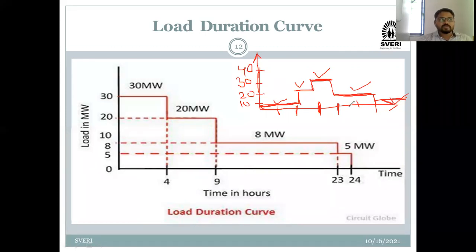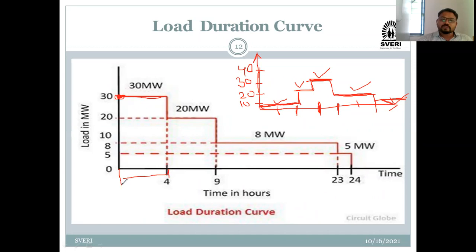But in the load duration curve, what do we have to do? We have to arrange all these values, or draw the curve, in descending order by taking the reference of load. Descending order means, whenever I draw it from the start, I first take the maximum demand. How much is my maximum demand? 30 megawatt. Consider it for 4 hours.